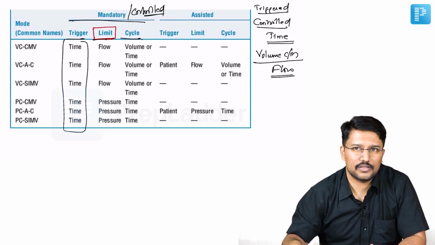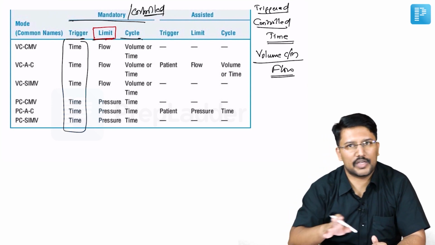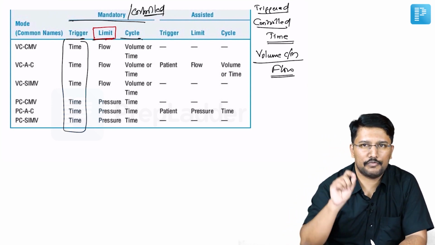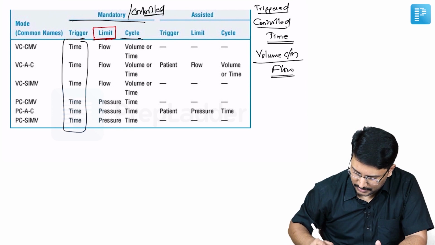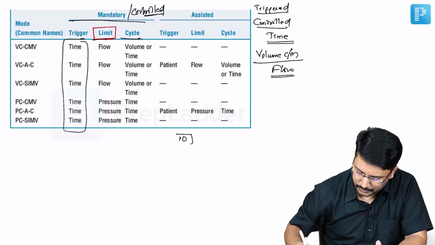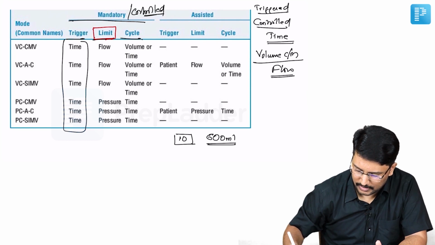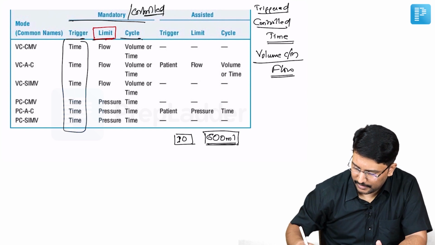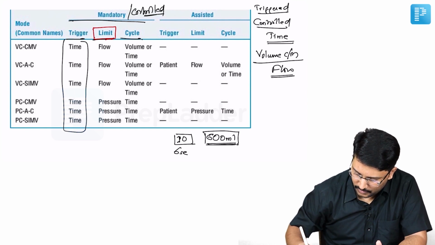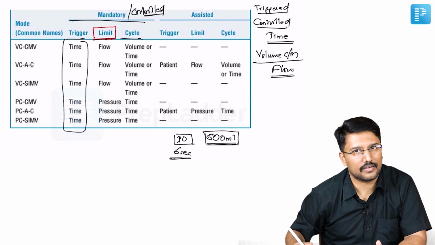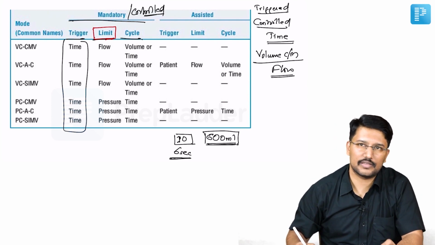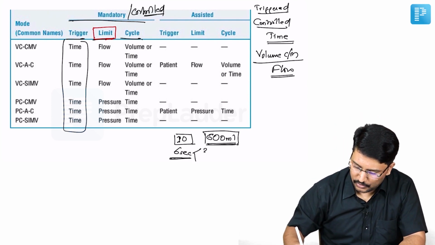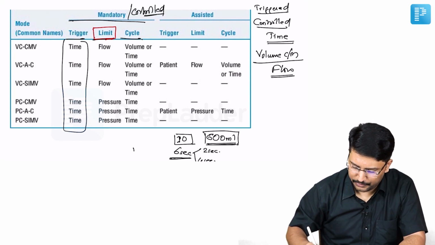Irrespective of whatever mode it is, when the phase is volume controlled, flow becomes the limit. I'll tell you why again. If you have set a respiratory rate of 10 and a tidal volume of 600 ml, you have 6 seconds for every breathing cycle. For one breathing cycle we have 6 seconds.